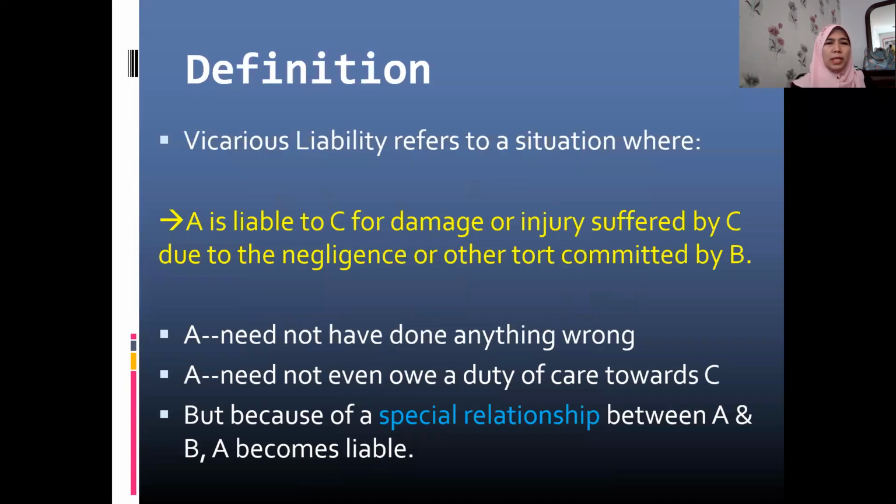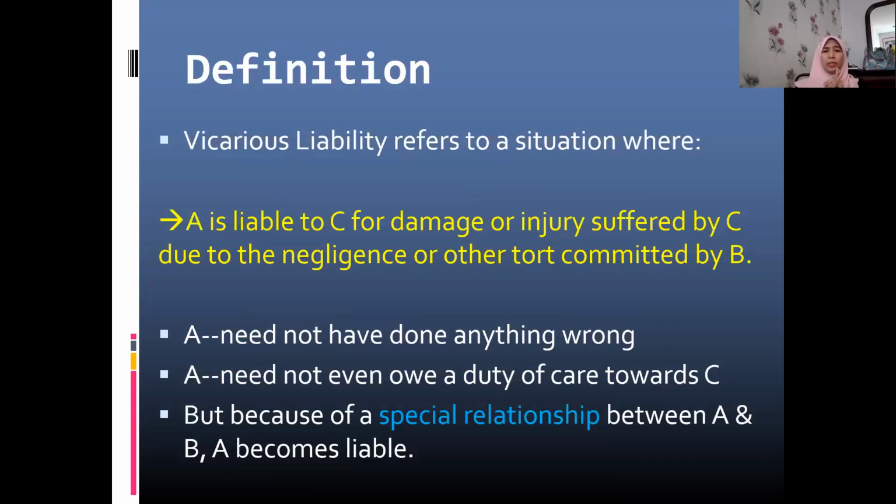So vicarious liability. Whenever you see the word vicarious liability here, it refers to a situation where A is liable to C for damage or injury suffered by C due to the negligence or other tort committed by B. So in that particular scenario, there are three parties involved here. A is made liable for the tort committed by B towards C. So it's between B and C. B is made liable for whatever injury or damage suffered by C. But then A is made liable together with B here.